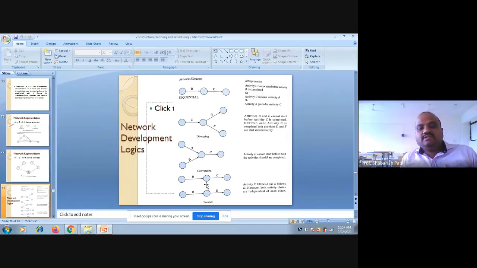Then there is another thing here. Activity C follows B. Activity C is being followed by activity B here. And activity E follows activity D. However, both activity chains are independent of each other. They are not dependent, they are independent. It means the set of these activities run parallelly. That is how I need to interpret such sets of activities.